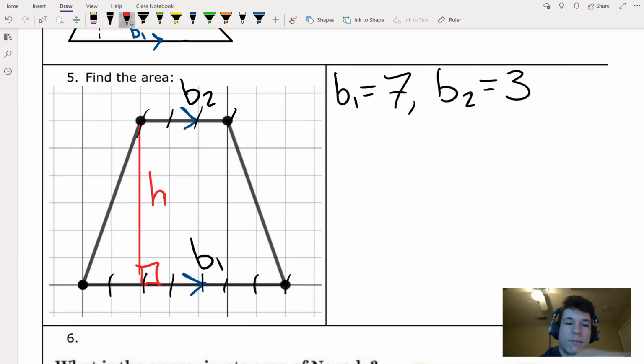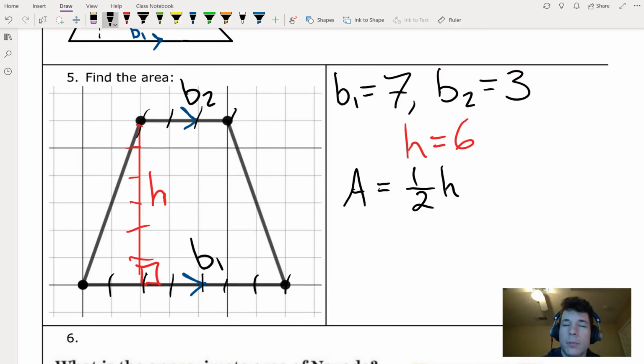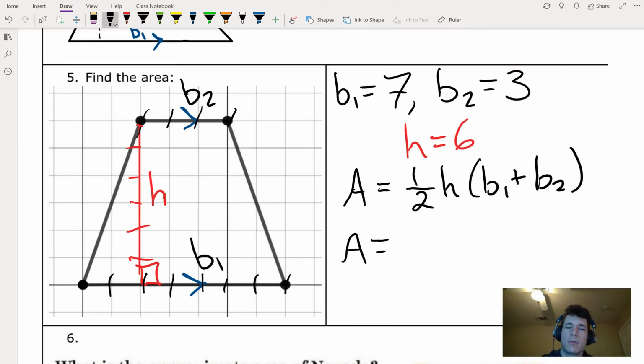Okay, and then finally my height, that red line I drew, is going to be 1, 2, 3, 4, 5, 6 units long. So we take all those numbers and plug them into that formula. You just find each letter, plug the numbers you got into the formula, and you'll get a number out. This is more of a calculator kind of job, but let's plug them in and write them down.